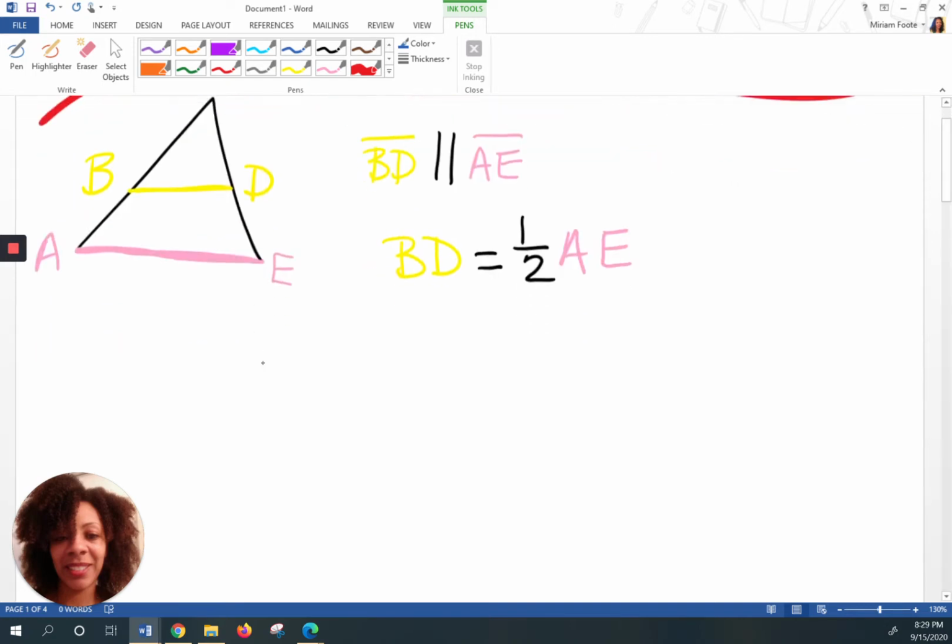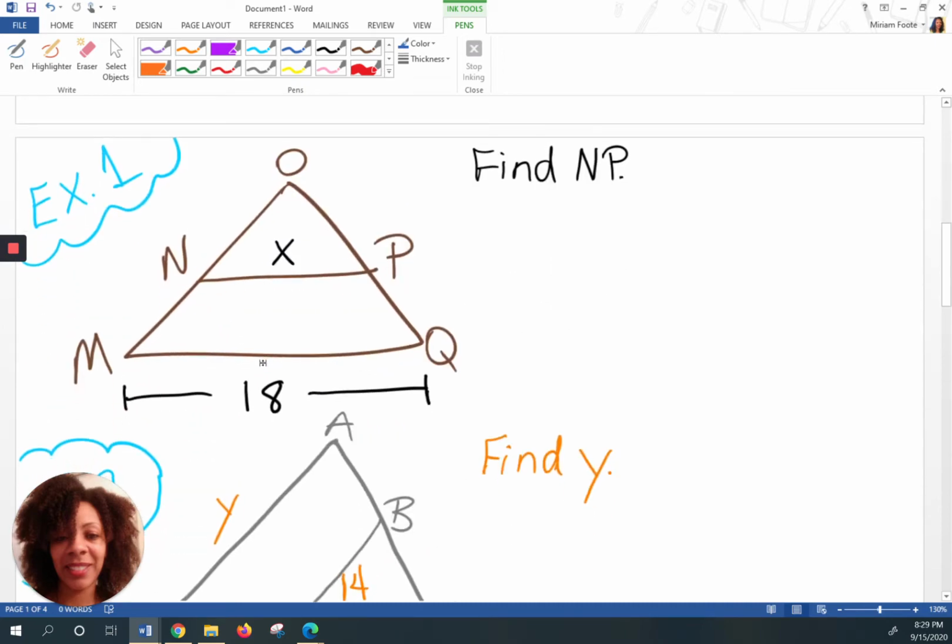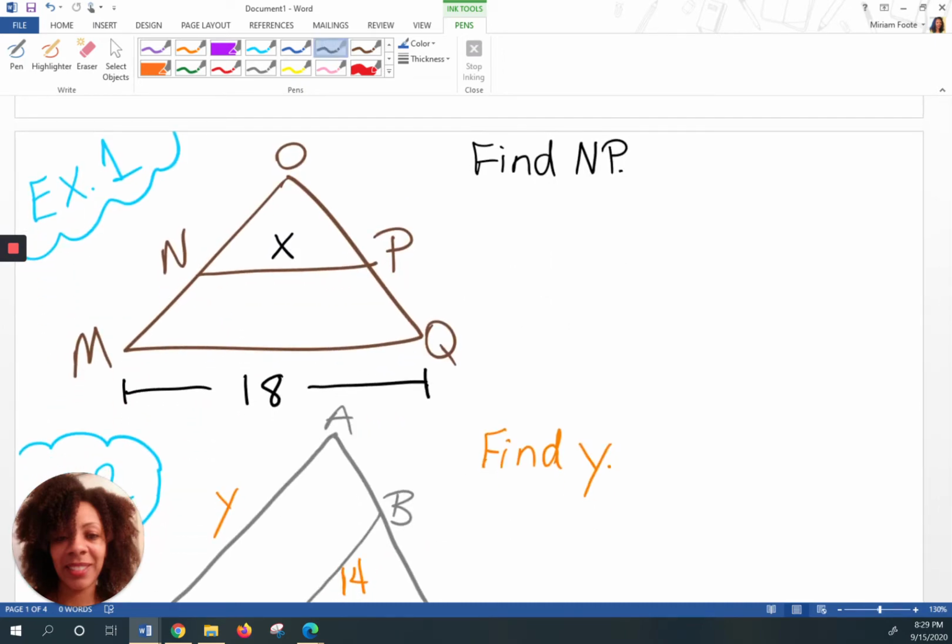So let's see how that works using numbers. Say for instance I'm asked to find segment NP. What I know is that this segment is in the middle of my triangle, so it's called a midsegment. The midsegment is parallel to its base, and the formula states that the midsegment NP is going to equal 1/2 of its parallel counterpart, which is MQ.